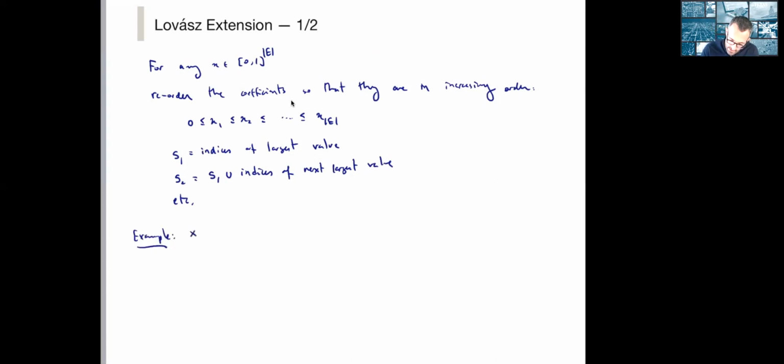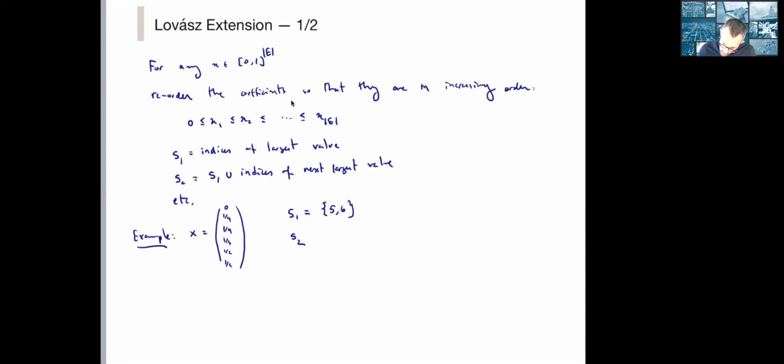So let's take an element x that's in the unit cube, in six dimensions. So let's let x be the vector 0, 1/4, 1/4, 1/3, 1/2, 1/2. Okay, so you see that this is six elements. My ground set has 6 elements, and I've reordered the coordinates so that they're in increasing order, and I do have some equalities. So then, according to this rule above, S1 would be 5 and 6, coordinates 5 and 6.